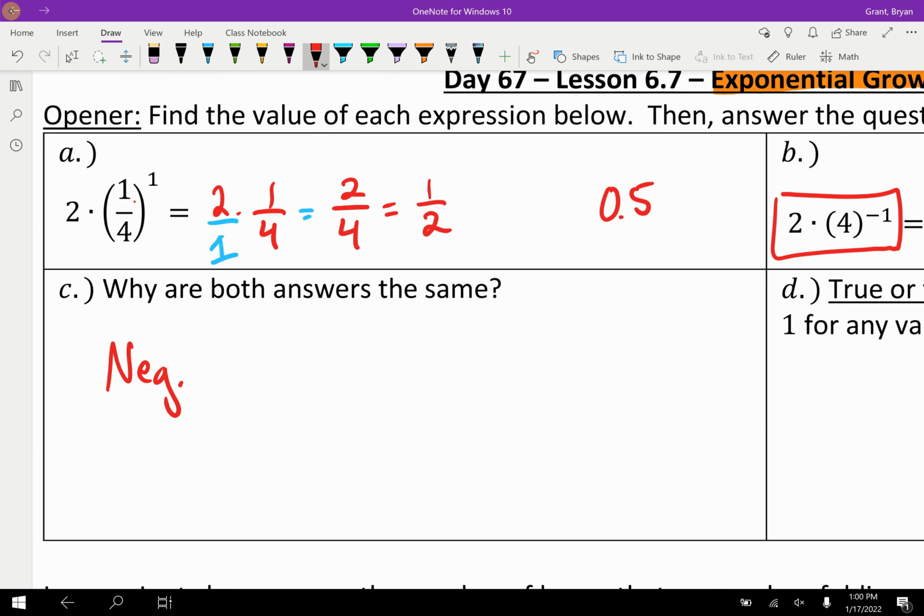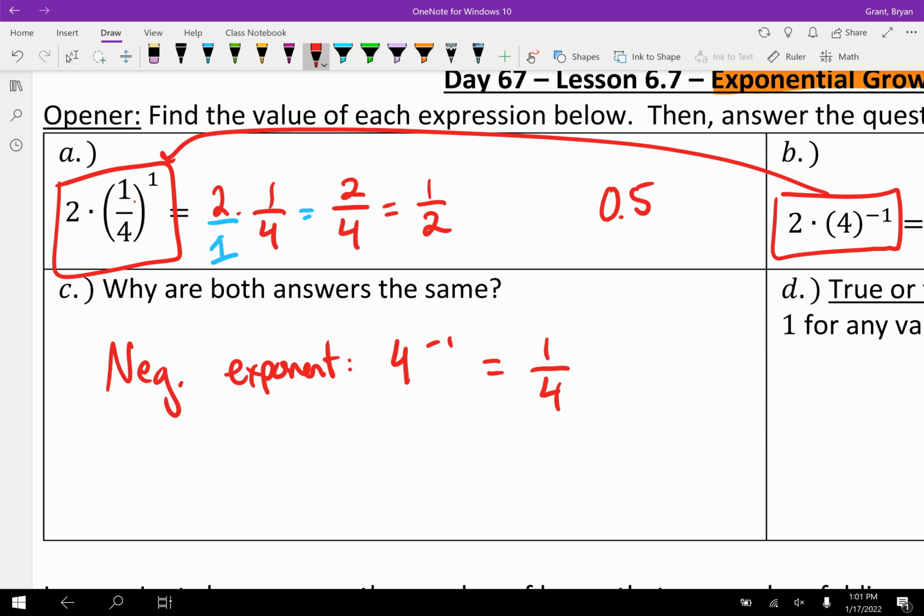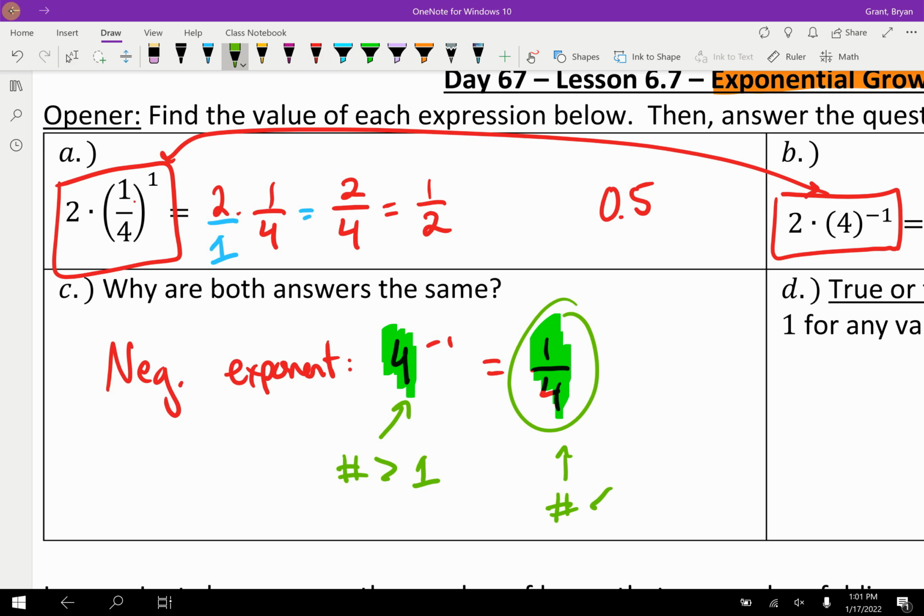A lot of it has to do with that negative exponent, right? It was the same problem, just in disguise. 4 to the negative first is the same as 1/4. And once you realize that, it should be pretty easy to see that these are the exact same problem. So, thinking about what happened here, we had 4 to the negative first, and that negative power turned 4 into 1/4. Now, 4 is a number that is greater than 1, isn't it? 4 is larger than 1. Versus 1/4 is a number that is less than 1.